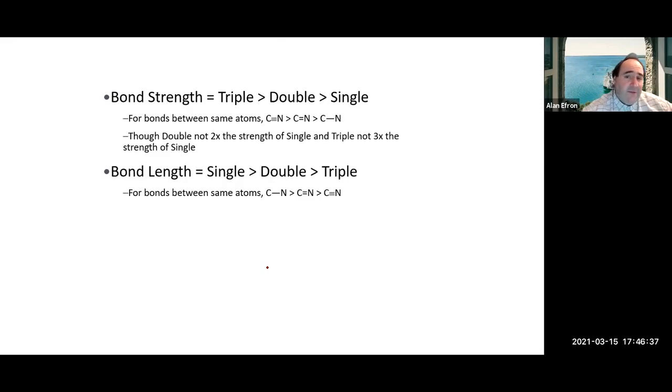And that actually does relate to bond strength. Bond strength is obviously how strong a bond is. What we see is that a triple bond is stronger than a double bond, which is stronger than a single bond. It's not like a double bond, as it says there, is twice as strong as a single bond or anything like that. But that's the general trend that we see, and it has to do with the bond length.